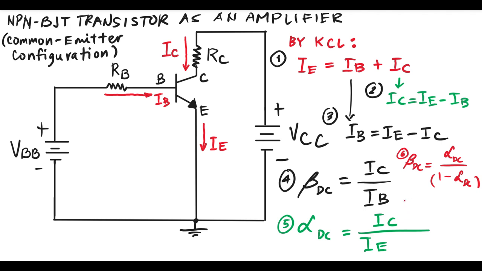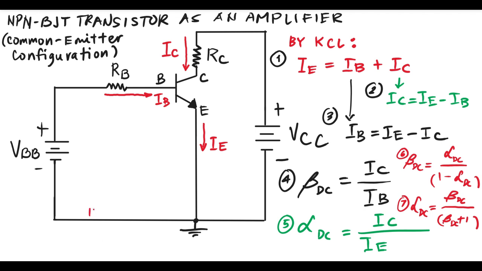And finally, we have the last formula, alpha, using the given beta, for example. This time, we will divide beta with the sum of beta plus 1. And there you go. We have 7 formulas for this kind of circuit for our NPN BJT.